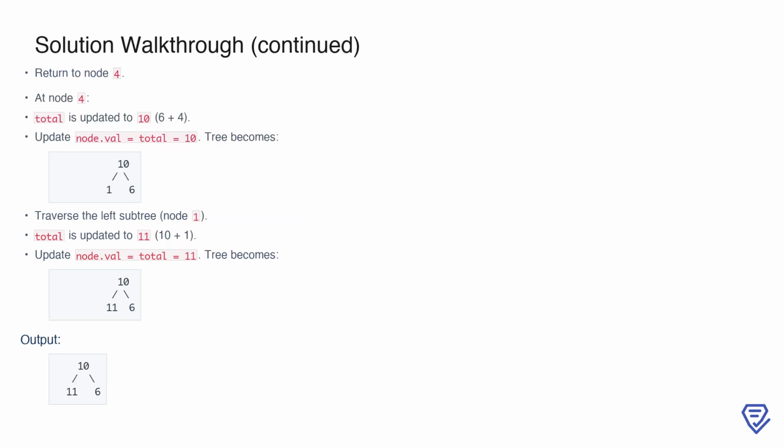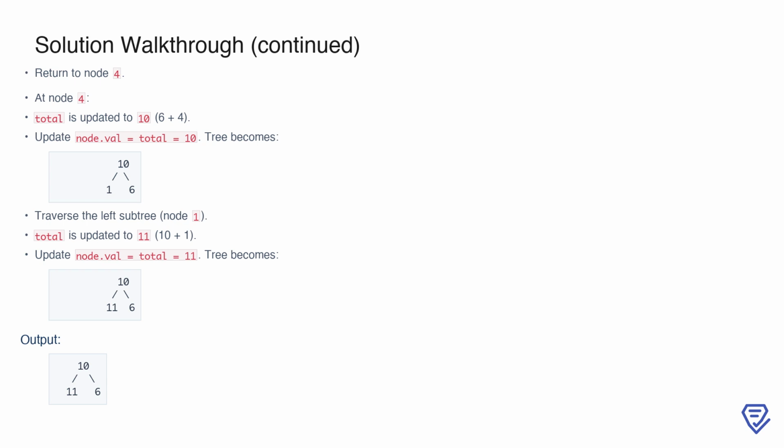Next, we return to the root node, which is node 4. At this point, the total is 6. We add the value of node 4 to total, updating it to 10. Then, we set the value of node 4 to the new total, so node 4 now has a value of 10. Now, we move to the left child of node 4, which is node 1.